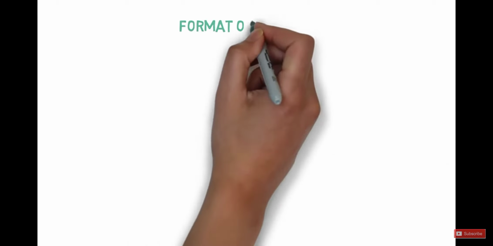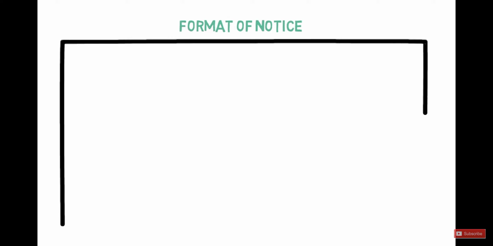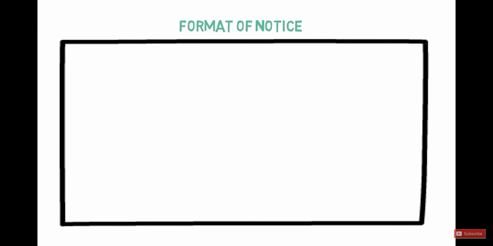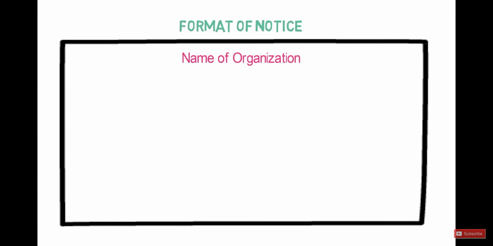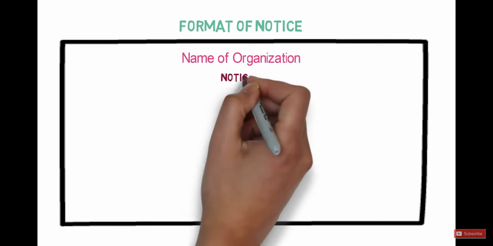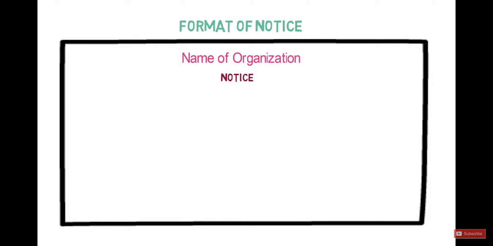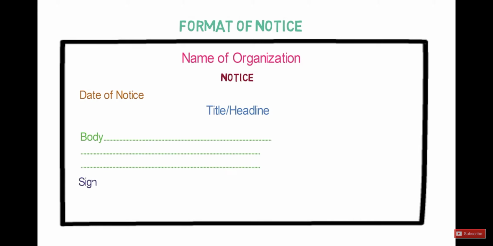Let's look into the format of notice writing. A rectangular box needs to be created where we are going to write the notice. In that box, in the top middle portion, the name of the organization which is issuing the notice must be written. Then right below it, the word notice needs to be written. Then on the left hand side, write the date on which the notice is issued. Then below it, in the middle, write the title of the notice. Then below it, the body of the notice comes. And after the body is completed, the signature, name and designation of the issuing authority come. So this is the exact format.